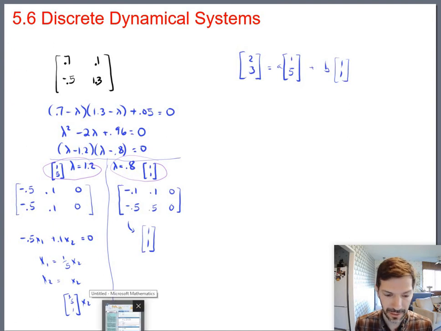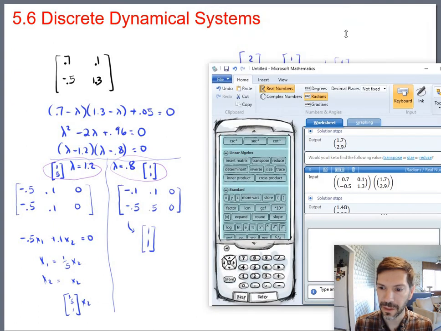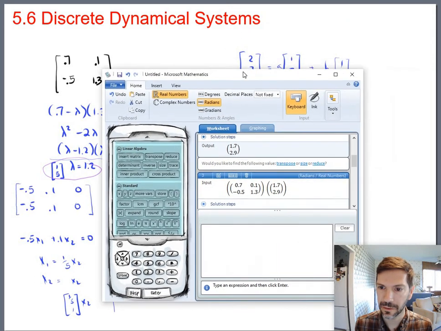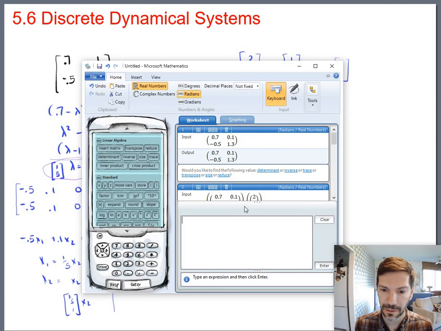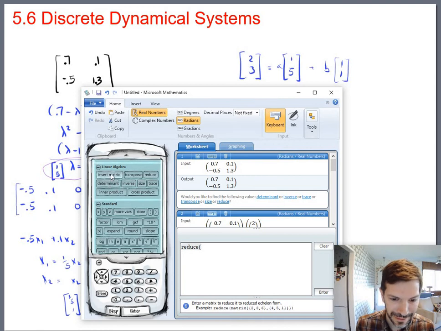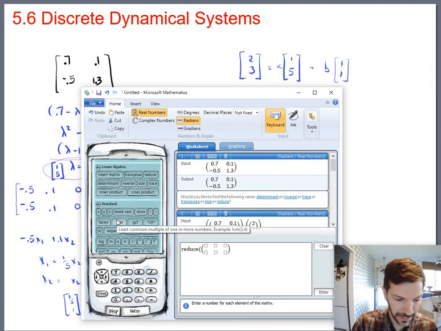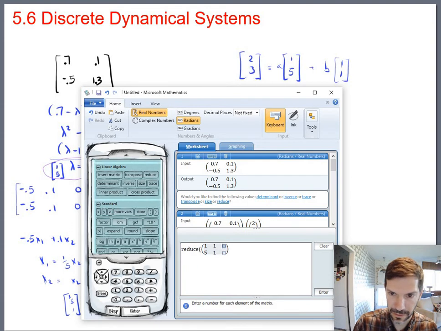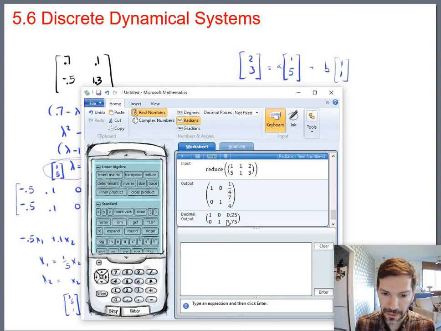So augmented row reduced matrix. Oops, come here. So let's see, we wanted those, and I like my equal signs on the right for some reason. So let's see, I want to row reduce a 2 by 3 matrix. That would be 1, 5, 1, 1, 2, 3. So it looks like 1/4 and 7/4 are the combinations that we need.